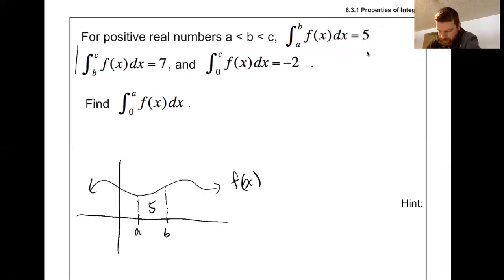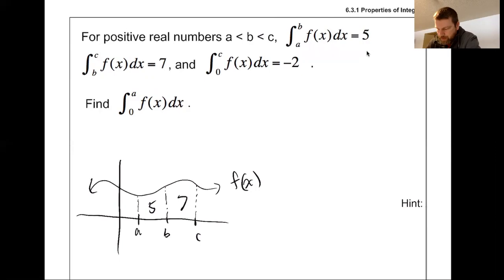What does this thing tell me? Well, that says when I start at b and go all the way to c, my integral is equal to 7. So here's b. I've already got b there. I know c is bigger, so c is over here somewhere. And I know when I find the area between b and c, that's going to be a value of 7. All right, I feel good about that.